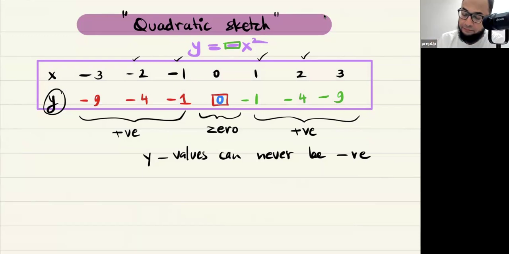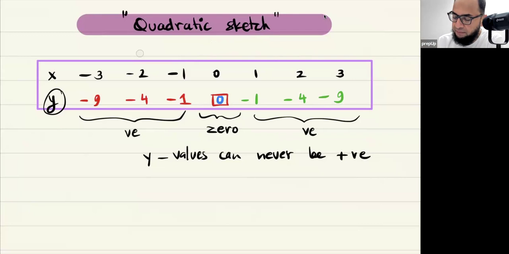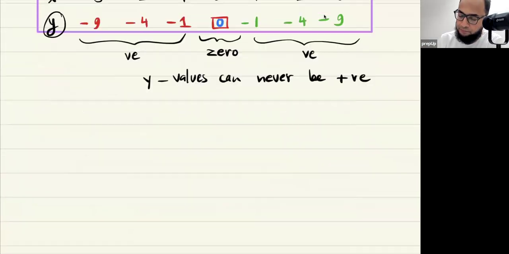As simple as this. Now I'll write this y value is negative, this y value is negative. Y values can never be positive. They can be negative, they can be 0, they can never be positive. And let me write it more comfortably. So this is y equals negative of x squared.